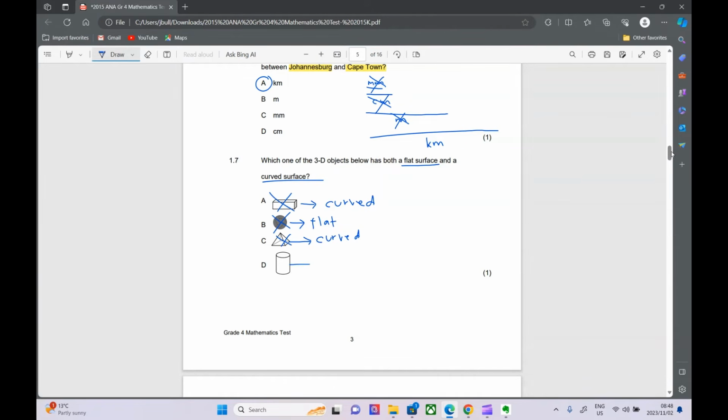And so this one is going to be the one that has a flat and a curved surface, because you can see it's got this flat surface at the top here, and then it's got this round surface going around there. So that is the one that has a flat surface and a curved surface.